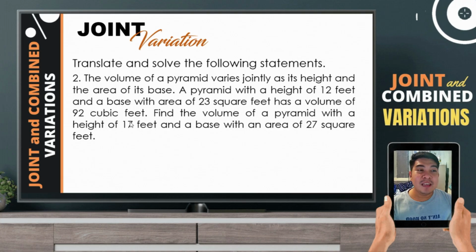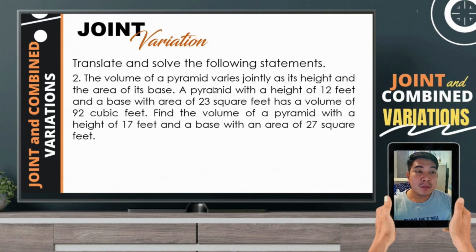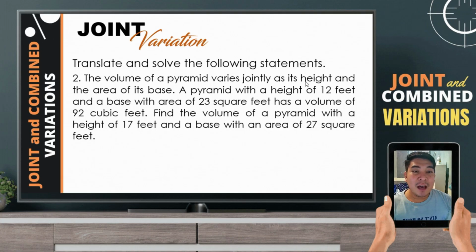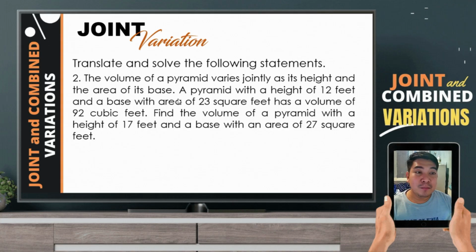This time, a real-life example. The volume of a pyramid varies jointly as its height and the area of its base. A pyramid with a height of 12 feet and a base with area of 23 square feet has a volume of 92 cubic feet. Find the volume of a pyramid with a height of 17 feet and a base with an area of 27 square feet.